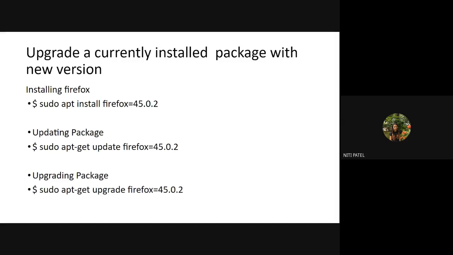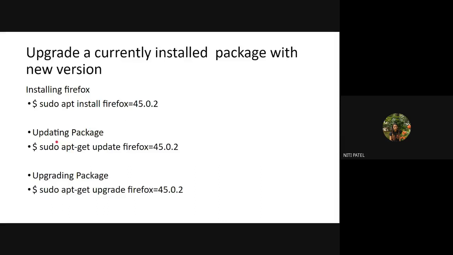Now I will just update that Firefox from version 3 to version 4. So what I do is I have already installed it. Which version have I installed? sudo apt install firefox=45.0.2. So I have installed Firefox with this version number.